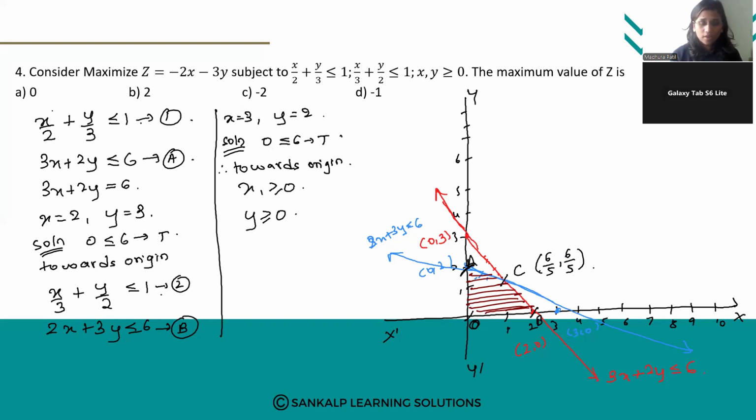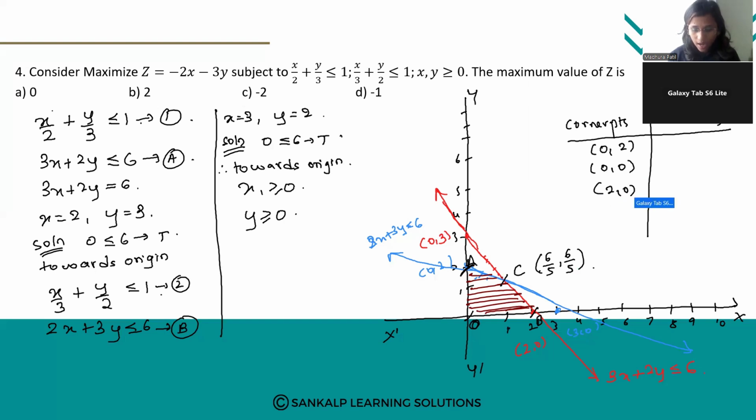Once we have the corner points, let us tabulate them. I will take the table here, with corner points and our z. What is our z? Minus 2x minus 3y. The corner points that we got: the first one is 0, 2. Next 0, 0, that is the origin. Next we got 2, 0, and upon solving the equations, you will get the intersection point, that is 6 by 5 and 6 by 5.